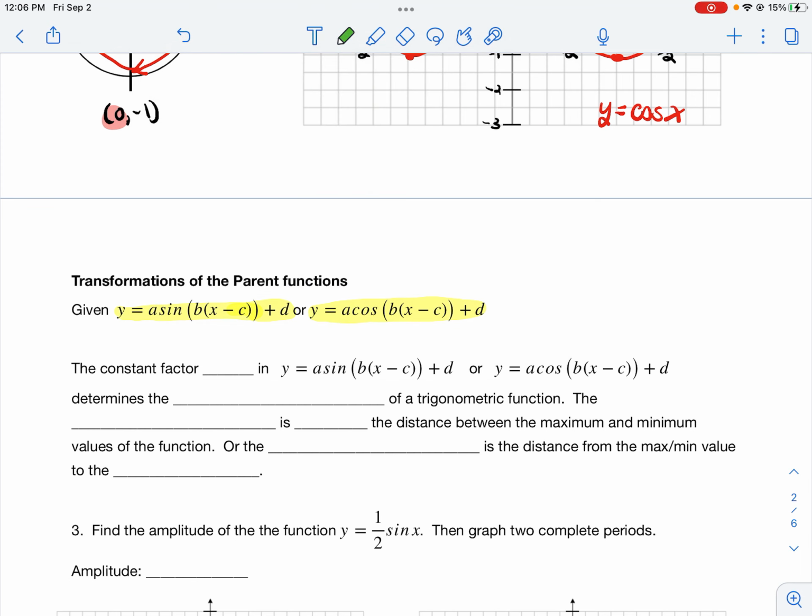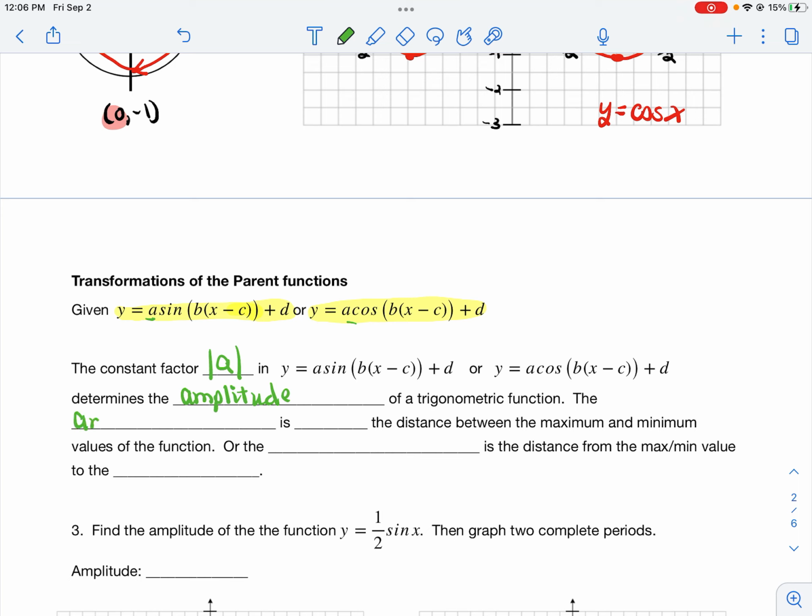So the very first transformation that we're going to learn involves the constant factor, the absolute value of A. So it's this coefficient here that's multiplying your trig function. And if it's negative, we disregard that. We're just looking at the absolute value, so we're just looking at the number itself when it's in this transformation form. This A determines the amplitude of the trigonometric function.